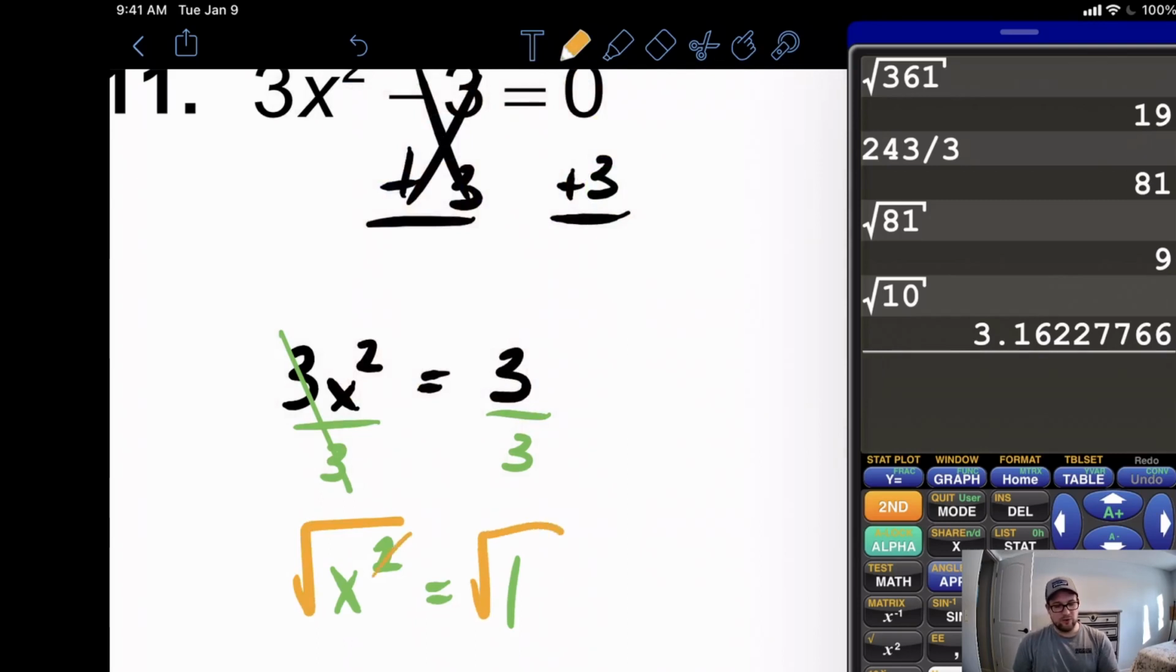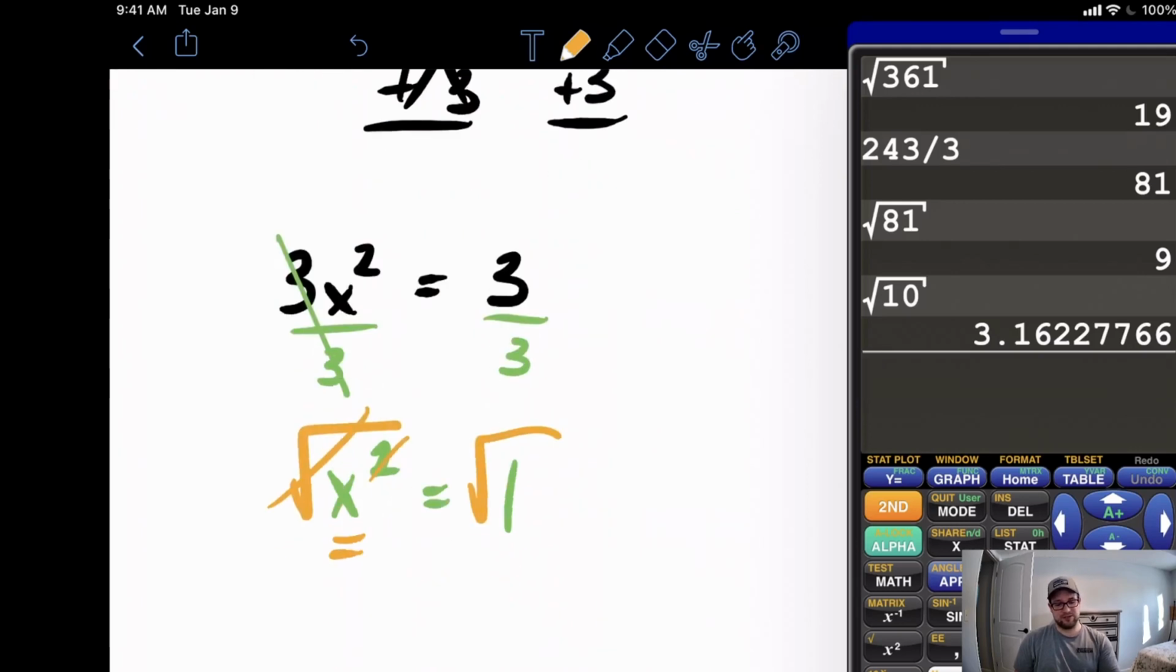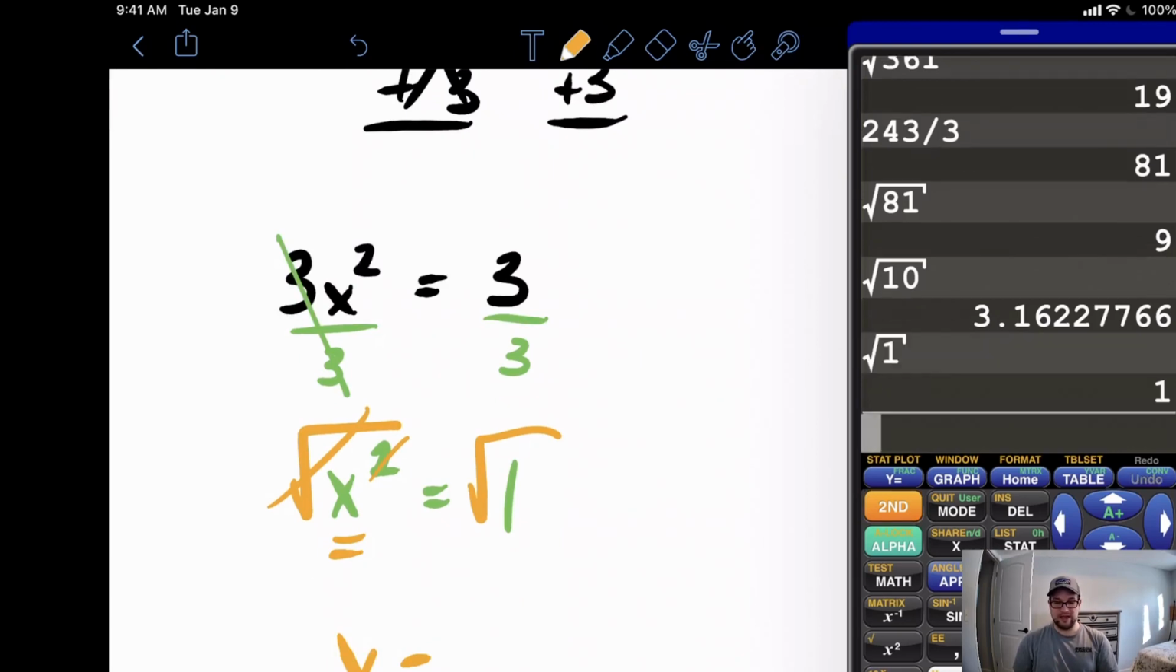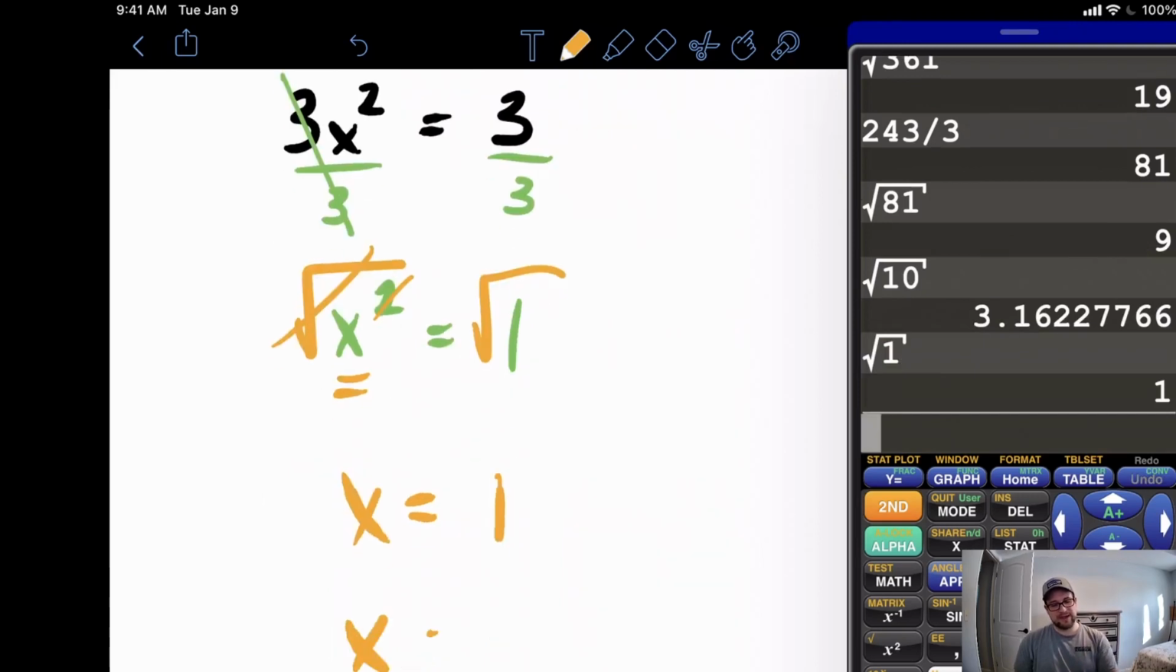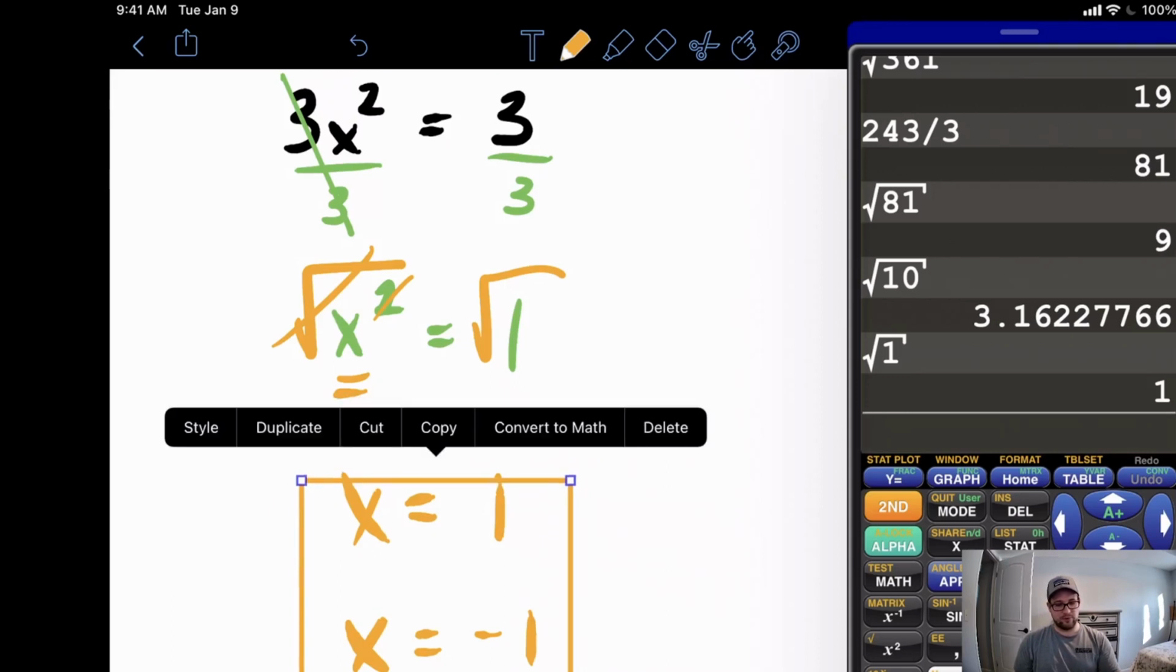Now, at this point, we want to take the square root of both sides. So I know that when I take the square root of something squared, they cancel off, and I'm just left with x here. Now, the square root of 1, this one tricks kids all the time. The square root of 1 is 1. So x equals 1 is our answer, but wait a minute, don't forget about the negative answer. So x equals positive 1 and x equals negative 1. Nice job, guys. Let's do another one.